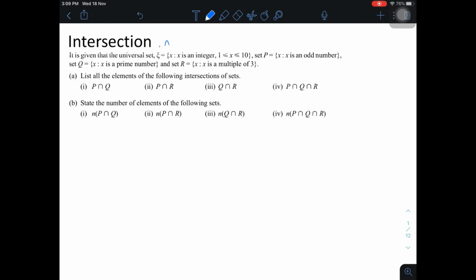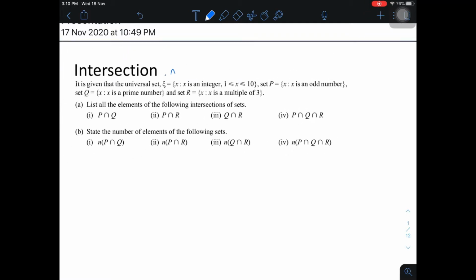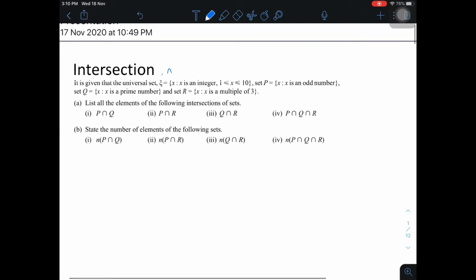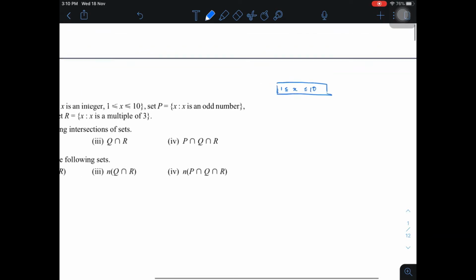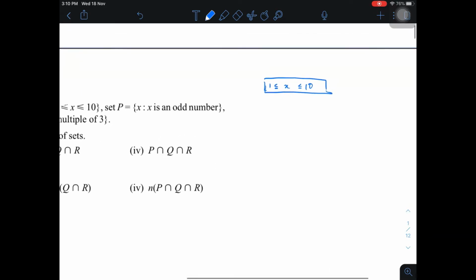Before we go on, we need to list out what is already set so we understand. The overall limit, which is the universal set, is from 1 to 10, meaning our numbers should be between 1 and 10. This is something we've got to remember, okay? We're going to go for set P. Set P, as they say, is an odd number. So the odd numbers between 1 and 10 are 1, 3, 5, 7, 9.